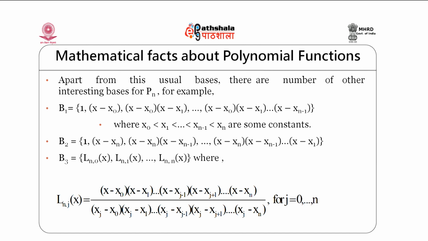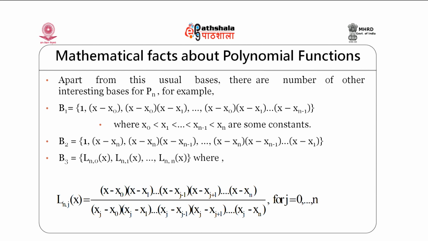The third basis which I am indicating here is just in the reverse order, we are taking those points x n, x n minus 1 and so on and so forth. Then B 2 will be of the form 1, x minus x n alone, then x minus x n into x minus x n minus 1, and you go on adding one factor every time, and finally the last function is x minus x n into x minus x n minus 1 up to x minus x 1. So, these are the n plus 1 functions which will also form a basis.